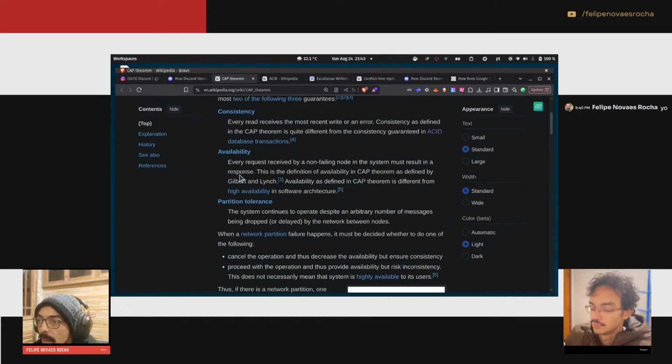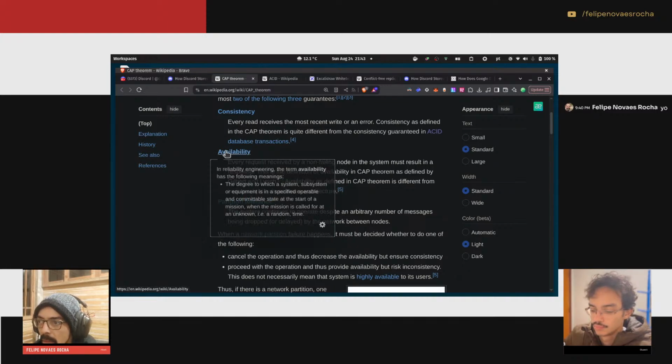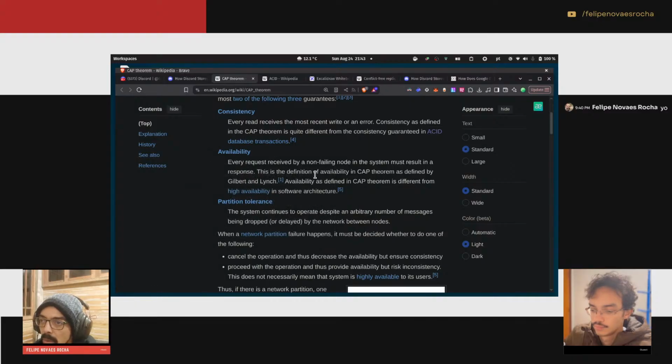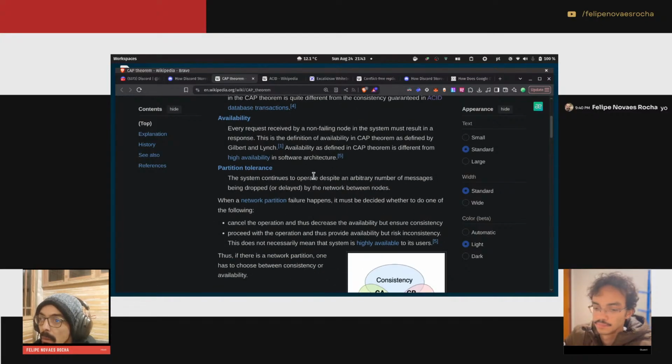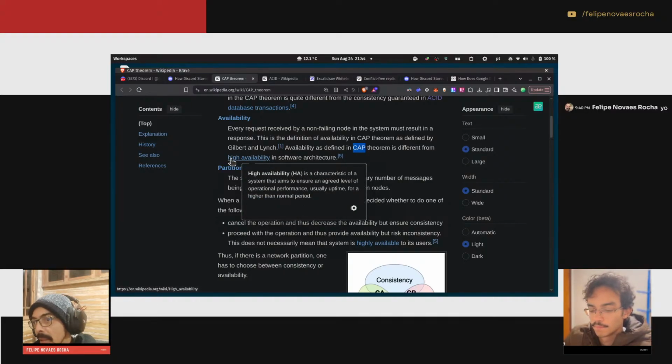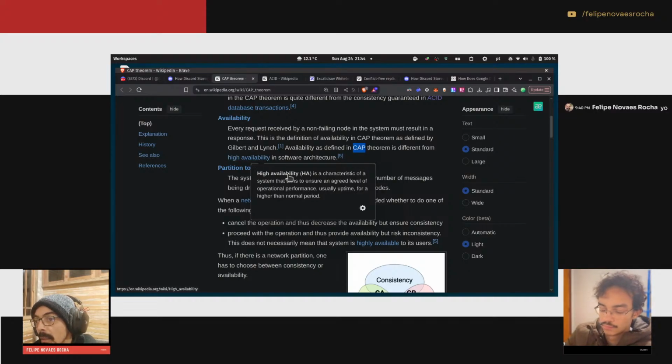Okay. Availability: every request received by a non-failing node in the system must result in a response. So, like the name says, the response should be available. Availability, as defined in CAP, is different from high availability in software architecture. Okay, so that contradicts what I said. Nice. So it's different from high availability.